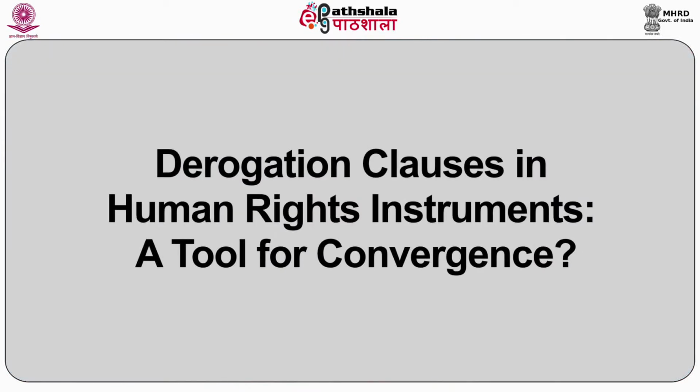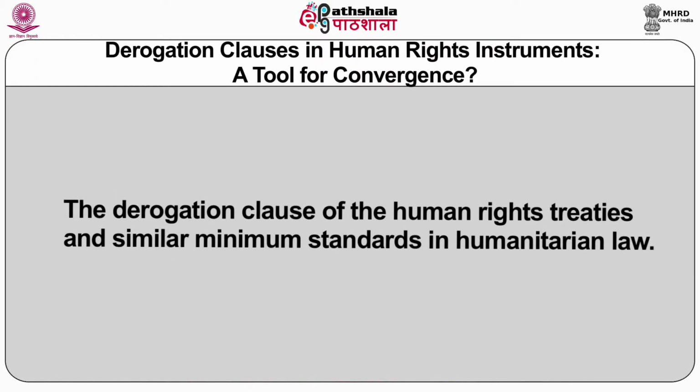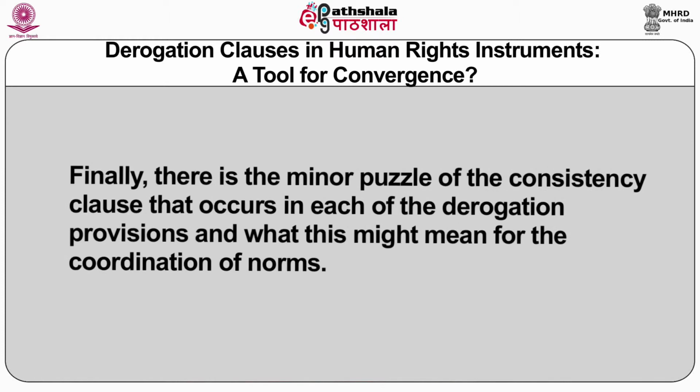Let's now talk about derogation clauses in human rights instruments, a tool for convergence or not. The derogation clause of the human rights treaties and similar minimum standards in humanitarian law. Finally, there is the minor puzzle of the consistency clause that occurs in each of the derogation provisions and what this might mean for the coordination of norms.